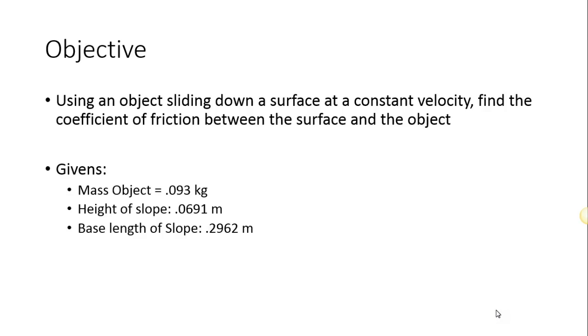So, givens: the mass of the object is 0.093 kilograms, the height of the slope is 0.0691 meters, and the base length of the slope is 0.2962 meters.